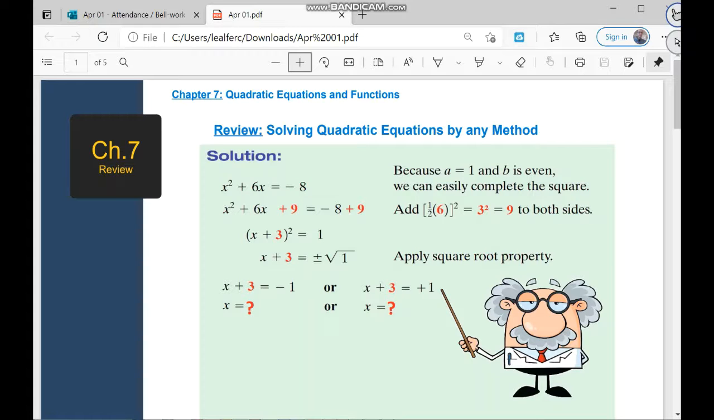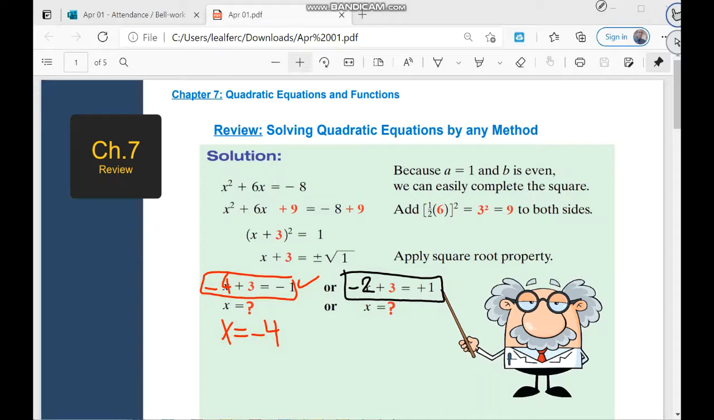So let's try. On the first solution, I think we're going to try negative 4. You can plug in here negative 4. Negative 4 plus 3 equals negative 1. So this is right. Perfect. Yes. The first one, x equals negative 4. The second solution, we can plug in here negative 2. Negative 2 plus 3 equals 1. Yes, that's right. So x equals negative 2. The answers are x equals negative 4 or x equals negative 2. Those are the right answers.